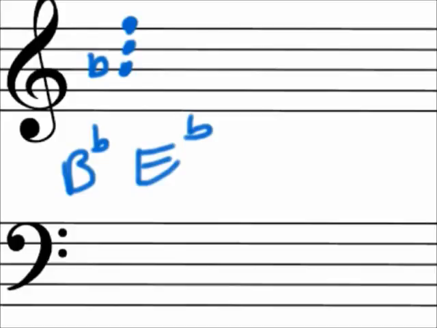How can we make a major triad minor? We just lower the middle note. So now that's a D flat, and that's our minor triad: B flat, D flat, then F.